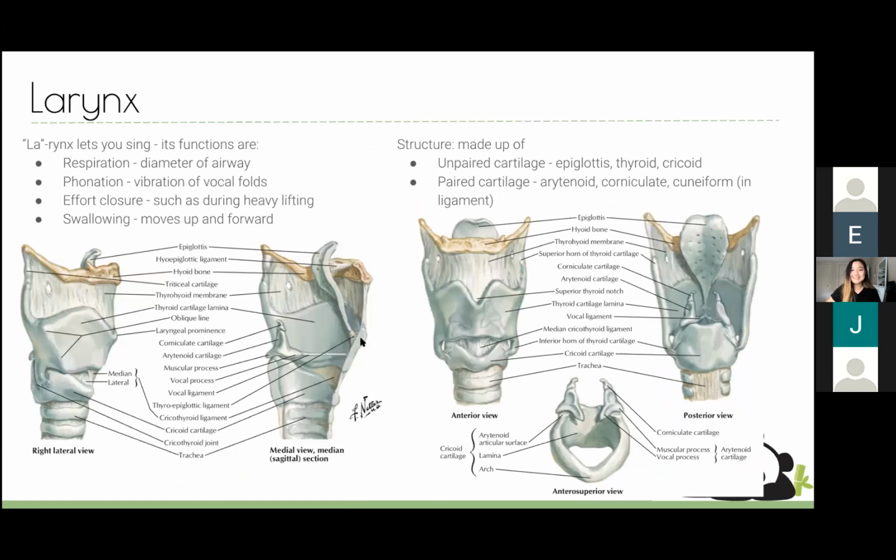Larynx makes you sing. The most important structures would be your hyoid bone, your thyroid cartilage, your cricoid cartilage, your epiglottis, and then these little guys. So you've got 2 arytenoids, which kind of move your vocal cord. You've got your corniculate cartilage, and you've got your cuneiform, which is like in the ligament. You can't see it very well. You can see your thyrohyoid membrane here, and your cricothyroid ligament here.